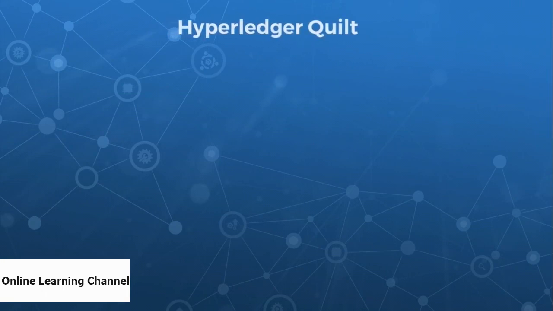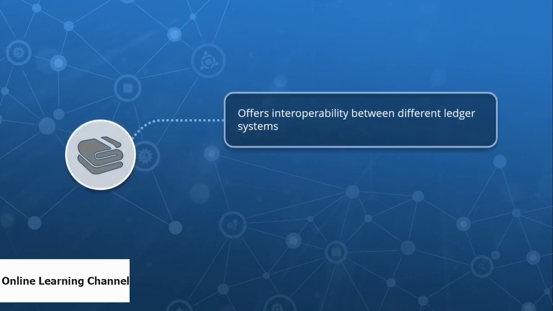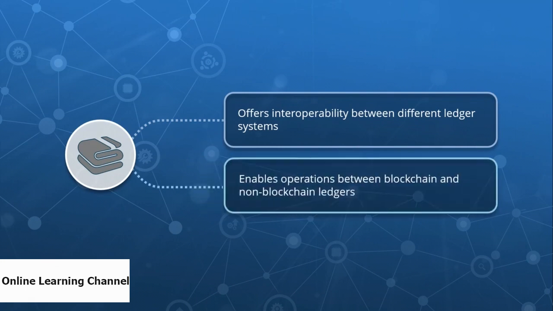And finally, Hyperledger Quilt is meant to offer interoperability between different ledger systems. And these ledgers need not even be based on a blockchain. For example, Quilt also supports the JavaScript interledger implementations.